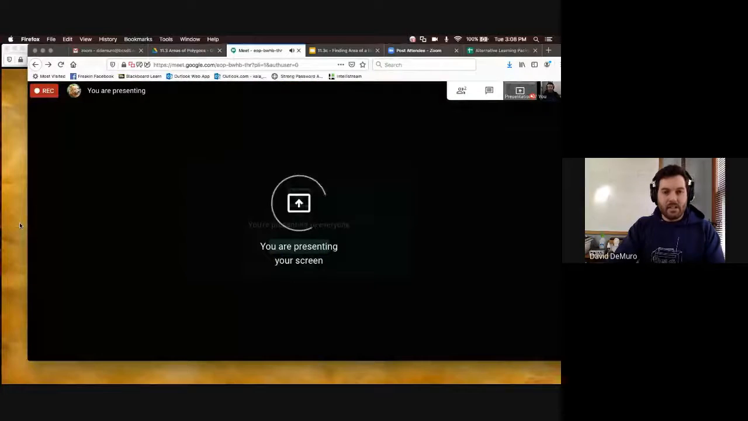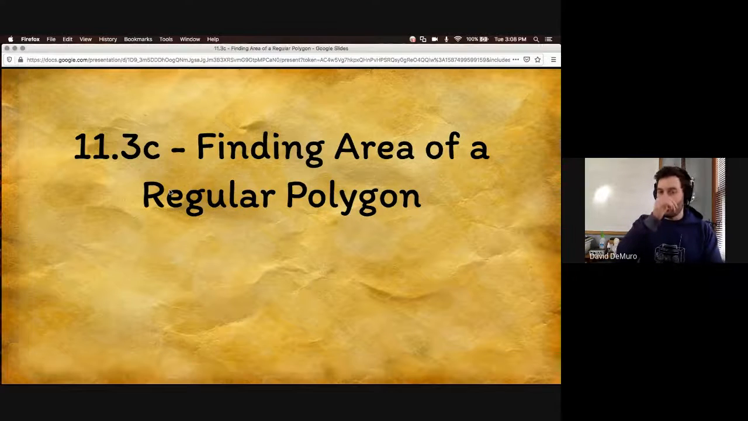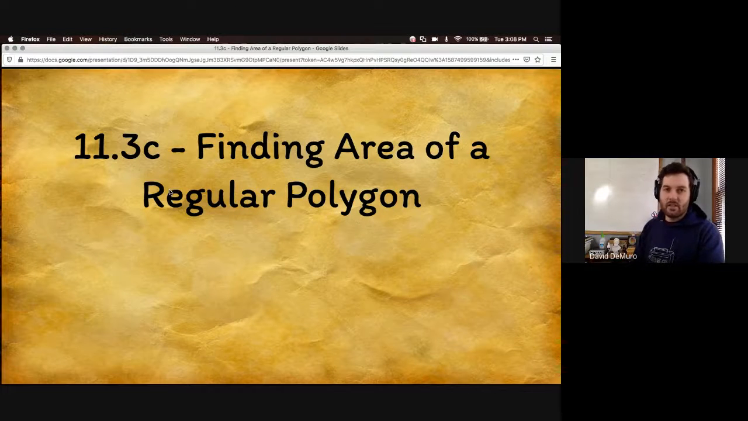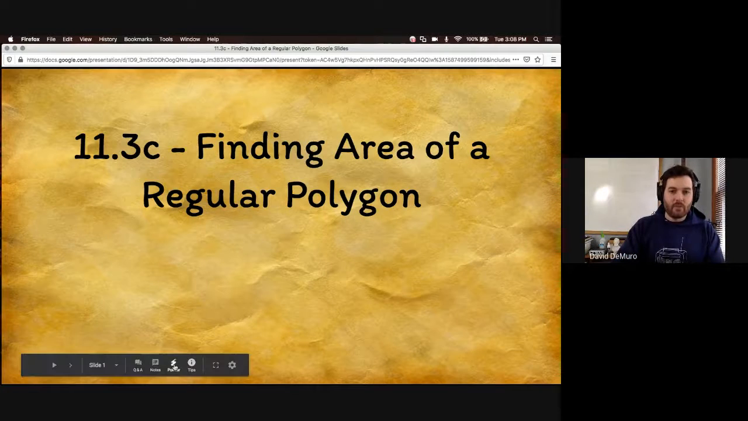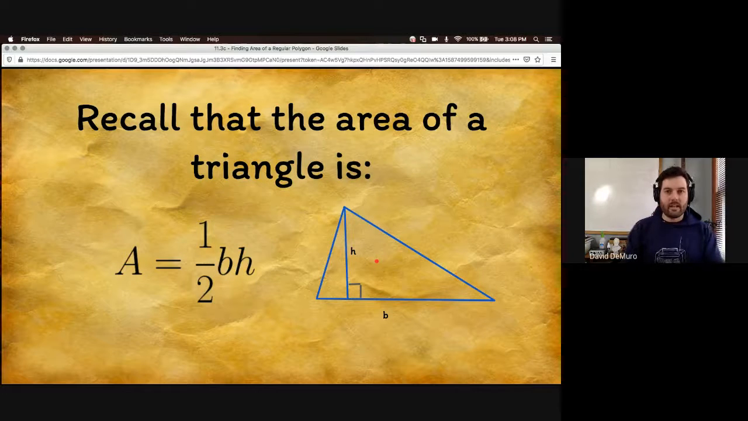All right, so let's see if I can pull this up on the screen. This is going to continue us in section 11.3, and it's all about finding the area of a regular polygon. You should know from way back that the area of a triangle can be calculated by taking 1/2 of the base times the height. We're going to be using this skill to find the area of a regular polygon by really breaking it down into triangles, so we can just use this formula that we know from a long time ago.